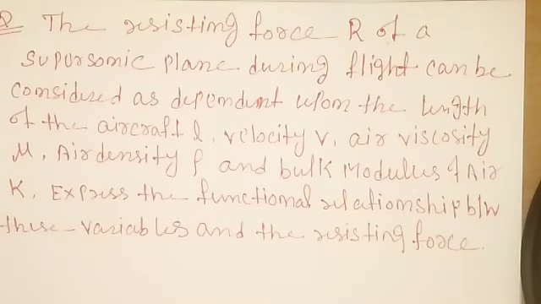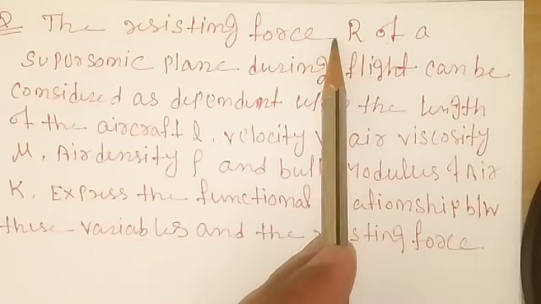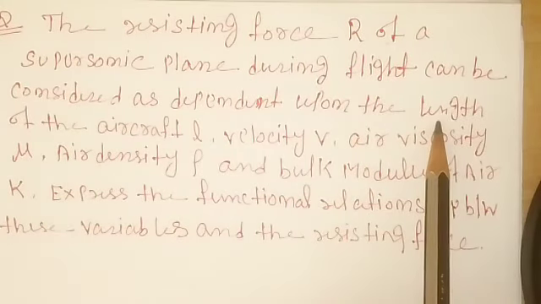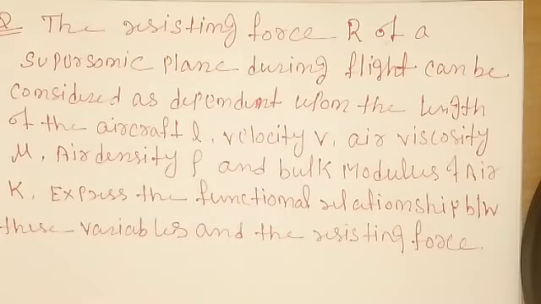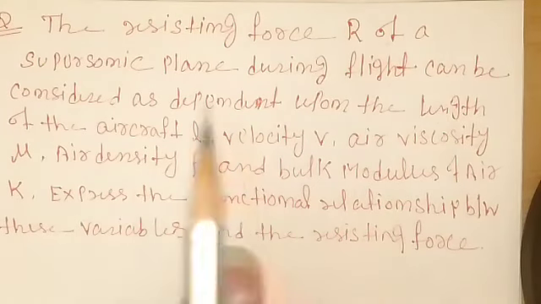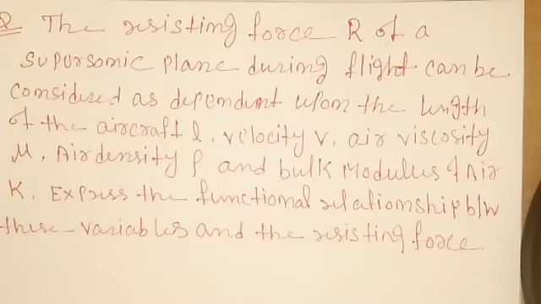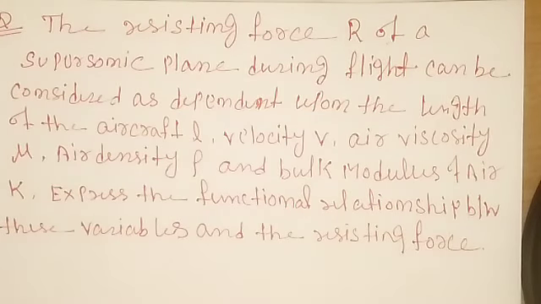So if you look at this problem, you have a supersonic flight, which is supersonic means whose Mach number is greater than 1, right? So while it is traveling in the air, the resistance of air is R, and it depends on the length of the aircraft, the velocity at which the aircraft is moving, and then air viscosity, the density of the air, and bulk modulus. So you have to express the functional relationship between these variables, meaning between R, length, velocity, viscosity, density, and bulk modulus. So first of all you can say that there are a total of 5 variables.